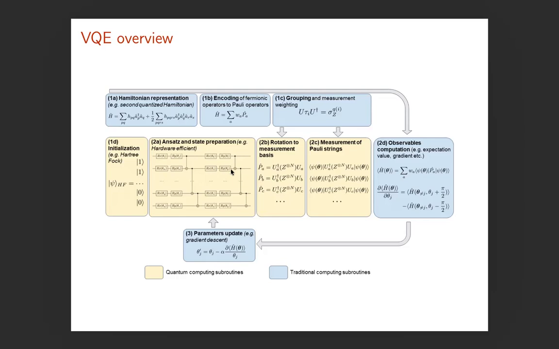So essentially, this is what we do. Then we have a rotation to a measurement basis, which is done here. We perform a measurement of the Pauli strings, and then that gives us back the inputs which we need to calculate the observables, because then we have H of theta. We calculate the gradients. Actually, the gradient can be calculated analytically, and we're going to show how you can do that a little bit later. So you can calculate them numerically if you want to, or you can calculate them with an analytical expression.